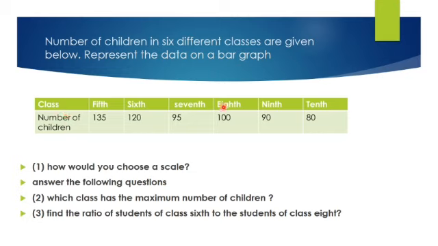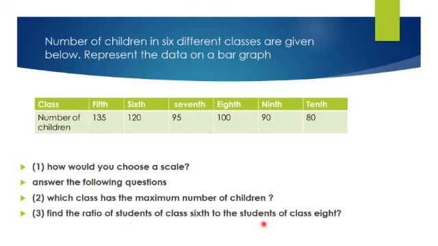Then the data are given. Classes are 5th, 6th, 7th, 8th, 9th and 10th. And the number of children are 135, 120, 95, 100, 90 and 80. Then the first question: how would you choose a scale? And answer the following questions.